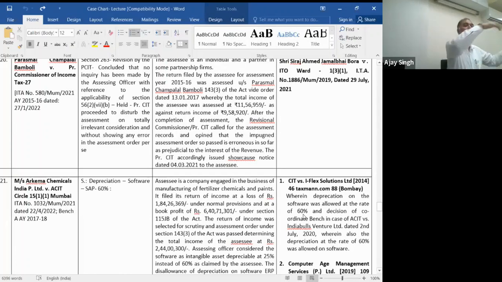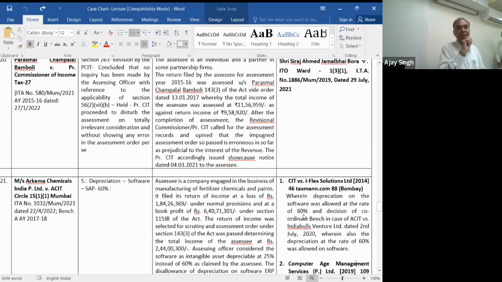Application software are different, system software are different, and the commissioner of appeals had passed a very detailed order explaining this, what is the programming, what is application software, what is system software, etc. And he said that no, this 60% will not be applicable, it should be 25% because it falls in the category of intangible assets and not under software. And that is how the matter came before the tribunal, and we argued this matter, explaining what was the intention when the note, one of the notes in the depreciation schedule, is given.